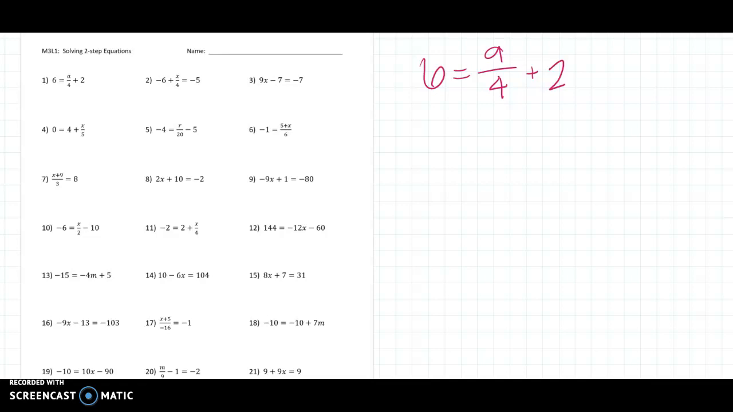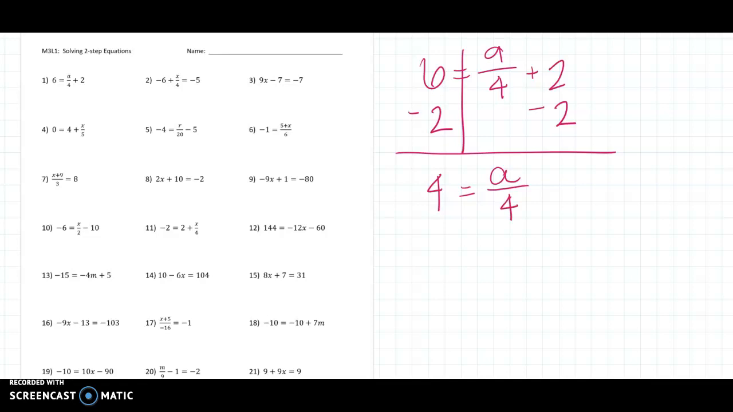The last thing that I read was plus 2, and that's the first thing that I want to undo. Notice that this is a positive 2, so we need to take it away from both sides. So we get 4 equals a divided by 4.